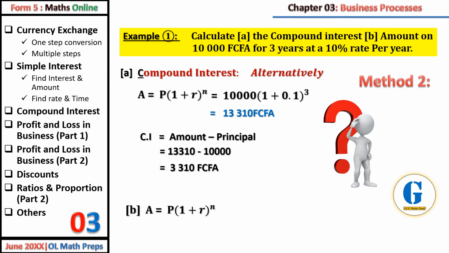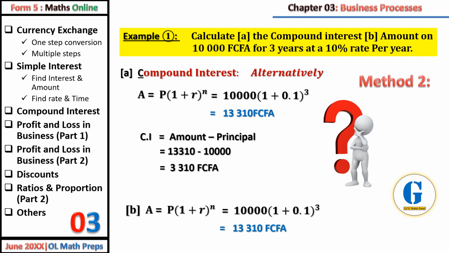Then, to calculate the amount, since this equation has to be marked, it would be good if you just copy this particular section and put it back on the paper. That gives us the amount 13,010 FCFA.